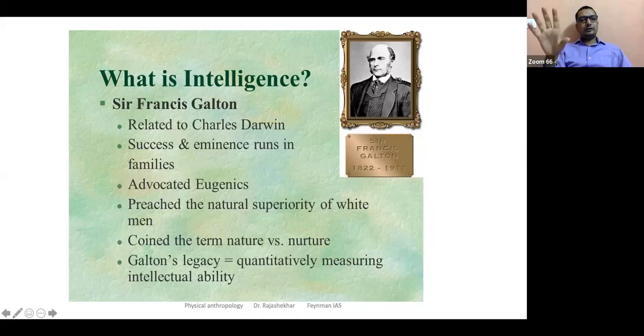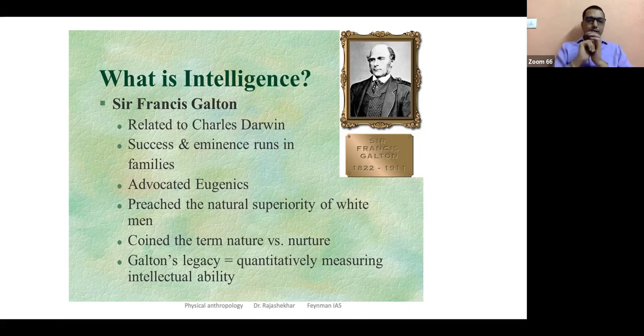People who are successful, their family members tend to be successful, he thought. He thought of them as hereditary, fixed characteristics. Success and eminence are defined by what genes we receive and whose family we are born into. That is where he advocated the concept of eugenics. We'll talk about eugenics in unit 12, where we'll discuss the idea in more detail.